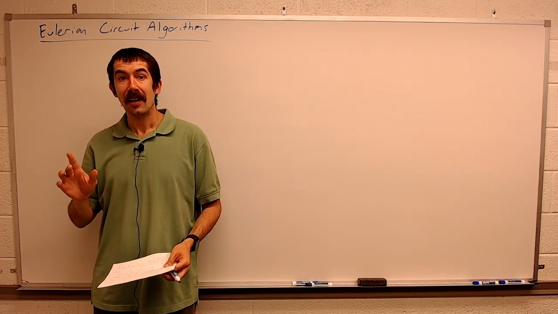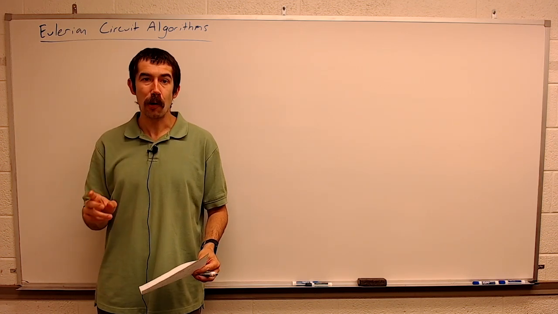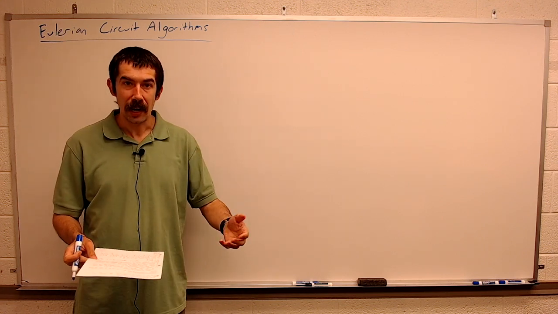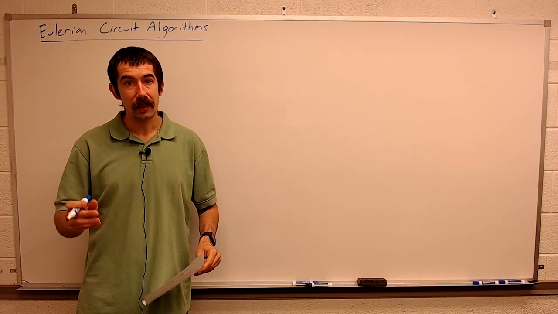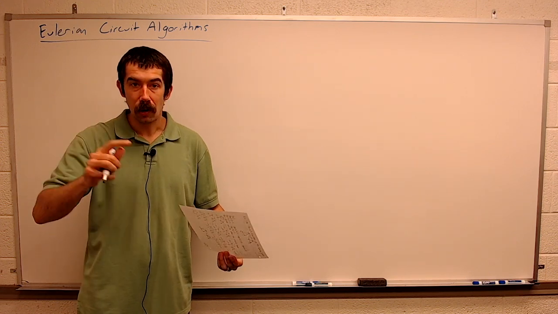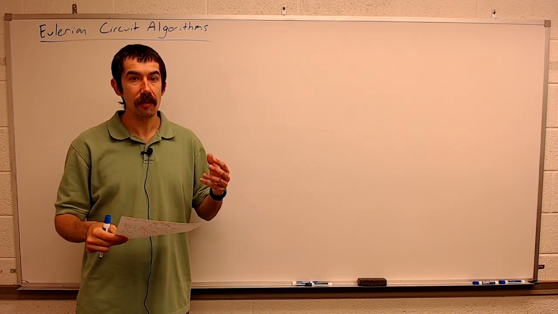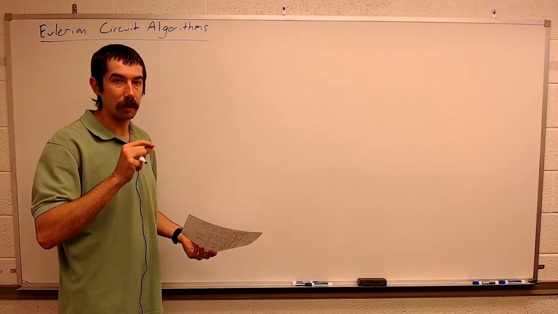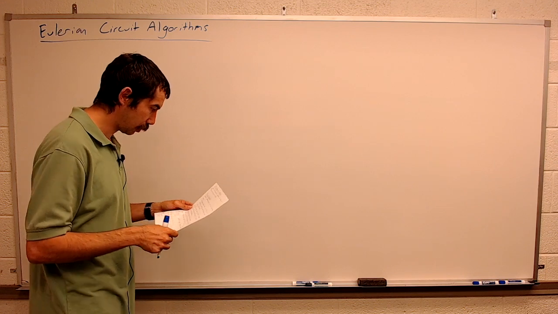Happy learning! Today we're going to talk about two Eulerian circuit algorithms. And remember from our last video, an Eulerian circuit is a way to travel along all of the vertices of a graph without repeating any edges. Okay, so we're going to hit every edge exactly once.